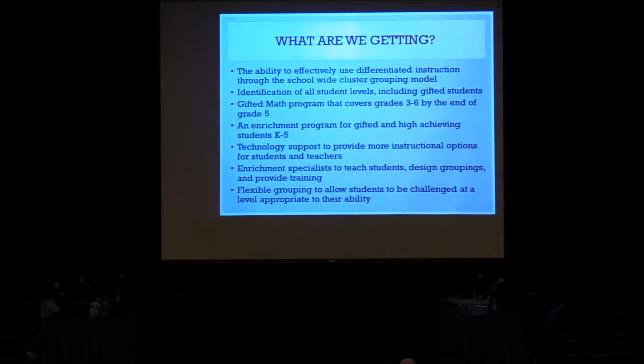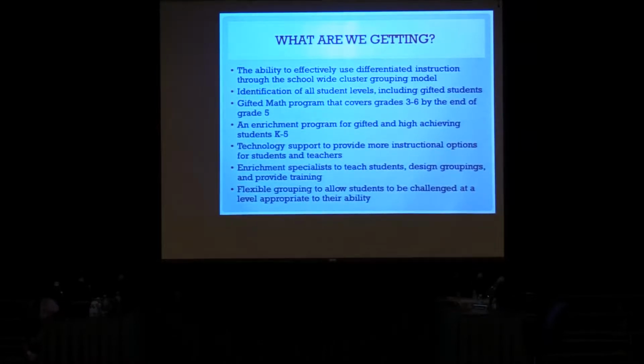We try to meet those standards, and we're trying to meet the Common Core at the same time. So what we're going to try to do is use the gifted program to get those students through grade 6 by grade 5, and then you have grade 7 curriculum taking place in grade 6 as part of that gifted cluster. An enrichment program for gifted and high achieving students K-5.